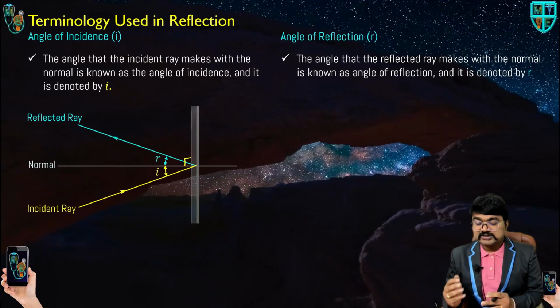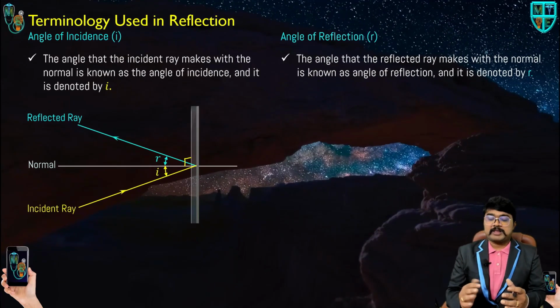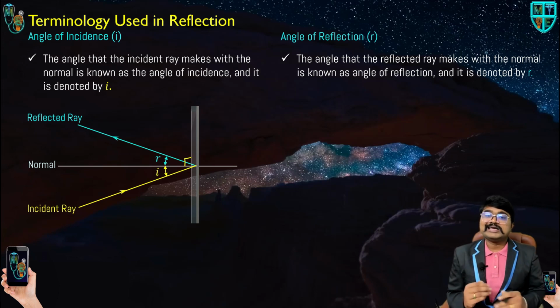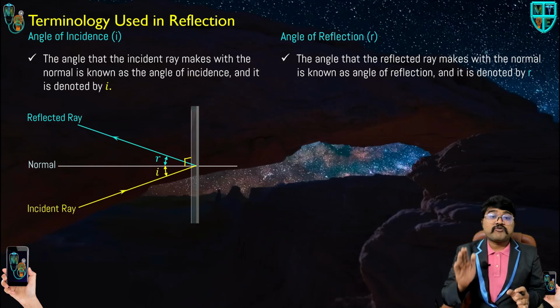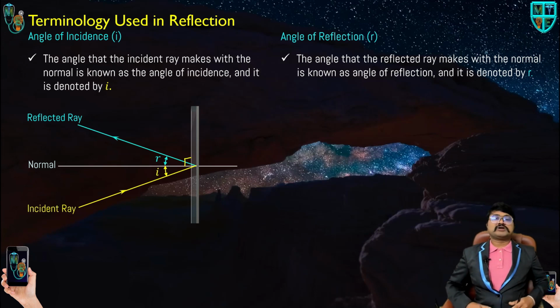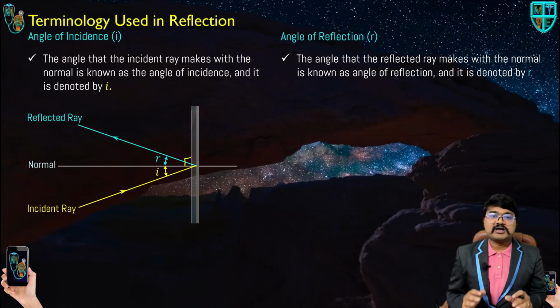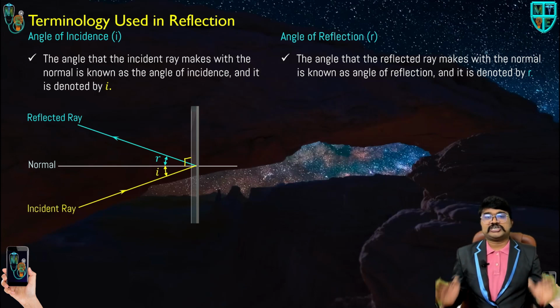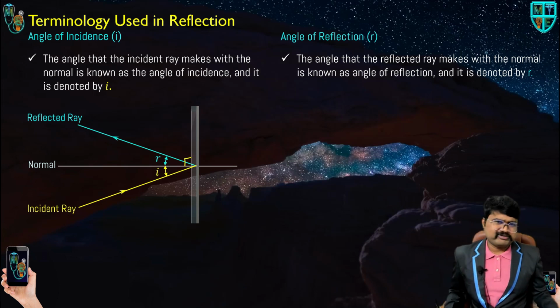The angle that the incident ray makes with the normal is known as the angle of incidence, and it is denoted with I. The angle made by the reflected ray with the normal is nothing but the angle of reflection. It is denoted with R. Understood now? Angle of incidence, angle of reflection. Both are very, very important.